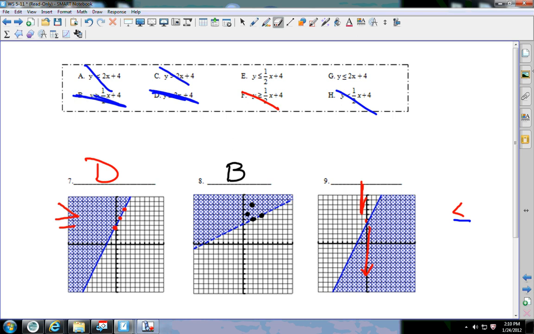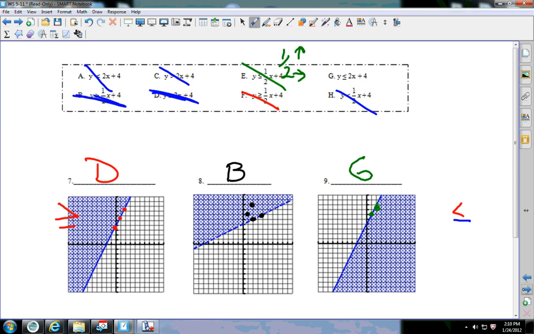Okay, so now I'm down to 2 choices here. This says 1/2. 1/2 means up 1 to the right 2. So if I go up 1 to the right 2, up 1 to the right 2, that doesn't work. So it can't be this one. I hope it's 2x. So I go up 2 over 1, up 2 over 1. Sure enough, it works. G is my answer choice.